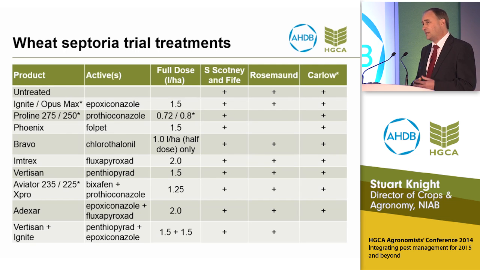Okay, so let's start with the Septoria work then. As you know, we have a range of products that we compare with untreated. And all of the trials obviously have that untreated in them. And all of the trials also have our standard, which is Ignite or Opus Max, epoxiconazole, full dose of 1.5 litres. And then a series of other products included.